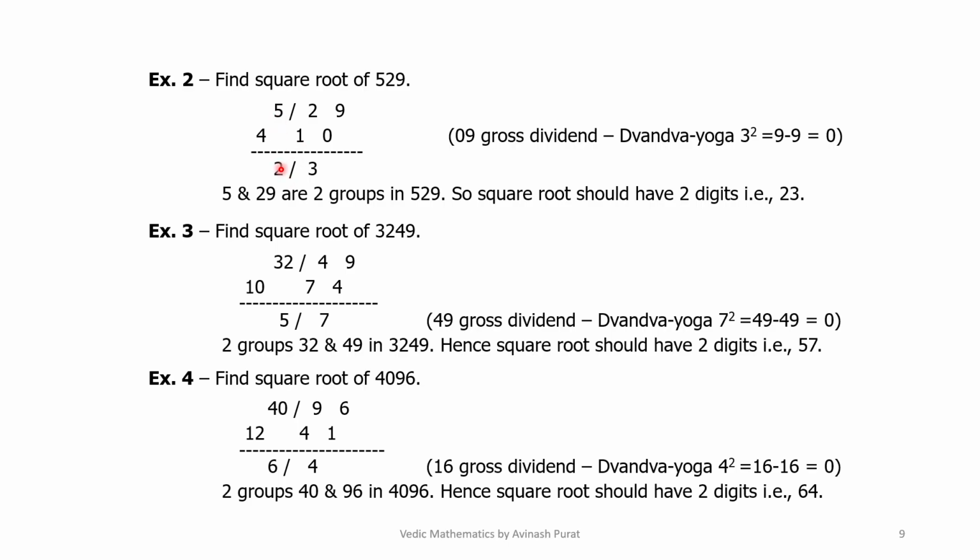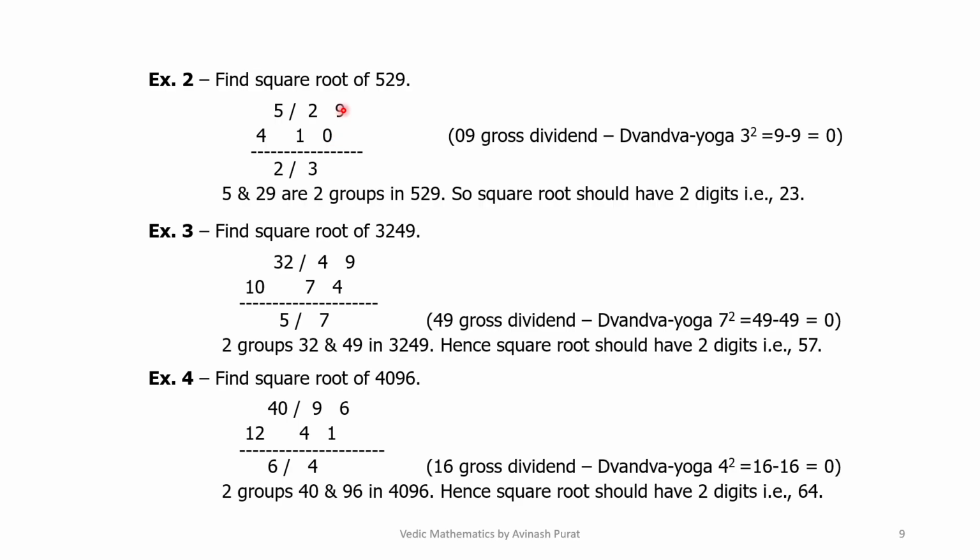5 minus 4, 2 square is 1. So 1 is taken as the remainder. Now 12 is the first dividend. For 12, there is no deduction. So 12 divided by 4 is 3, and the remainder is 0.